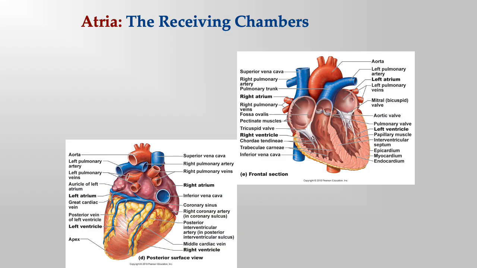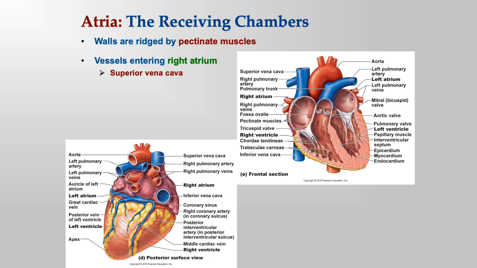All right, so atria, that's where blood comes in. They are the receiving chambers. Walls are ridged by pectinate muscles, little smooth muscles in there, cardiac muscles. Vessels entering the right atrium include the superior vena cava and the inferior vena cava. Superior vena cava brings back all the blood from your head and from your arms, and the inferior vena cava brings back all the blood from the rest of your body, all right? They both enter the right atrium. So the right atrium is the input from all the blood coming back from your body.